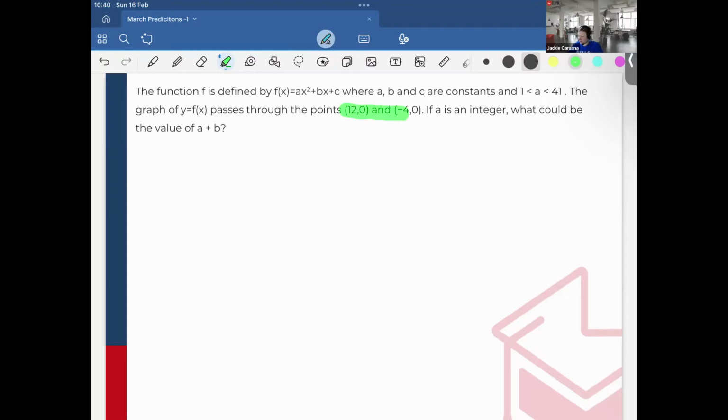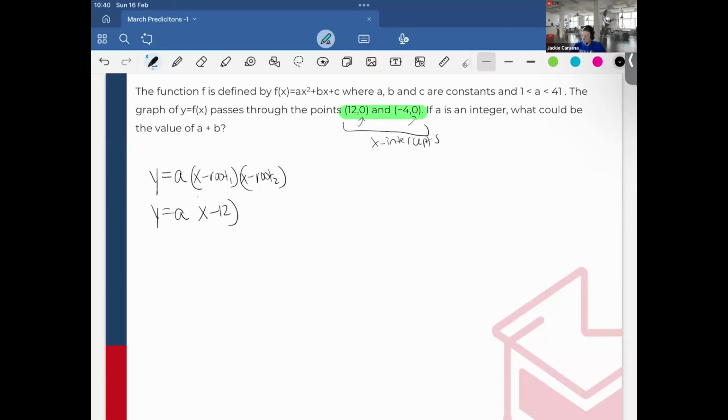Okay, well, first, y equals 0. These are the x-intercepts of the parabola. So I can derive the equation. So roots form, y equals a, x minus root 1, multiplied by x minus root 2. And it'd be -12 and plus 4.